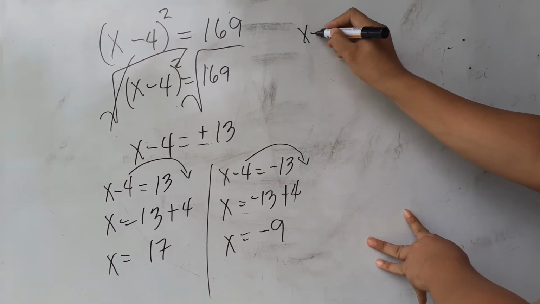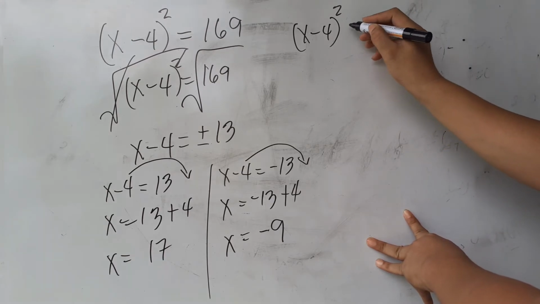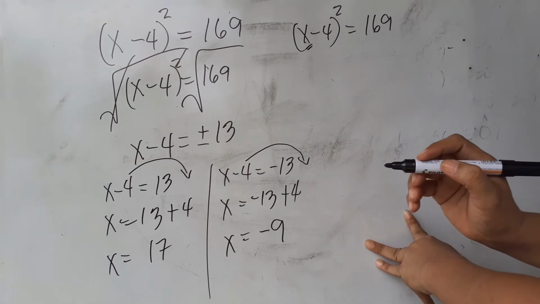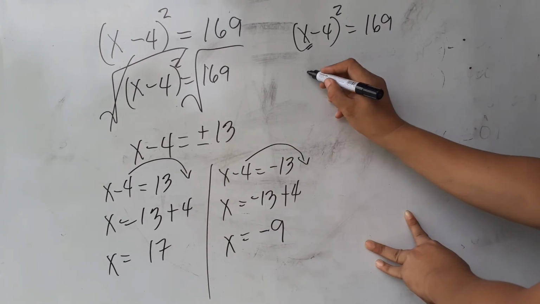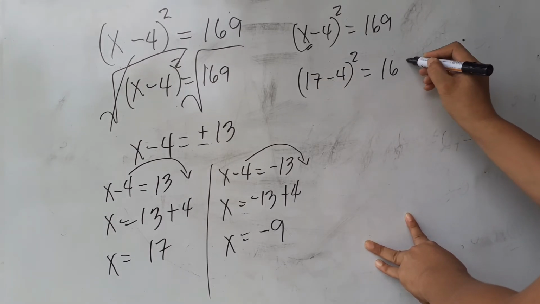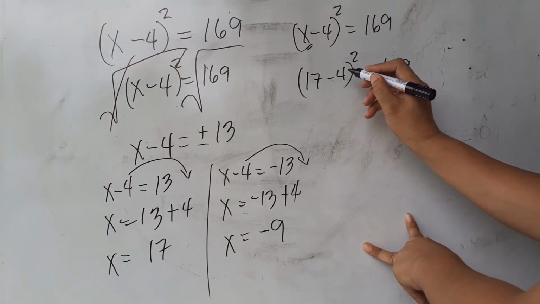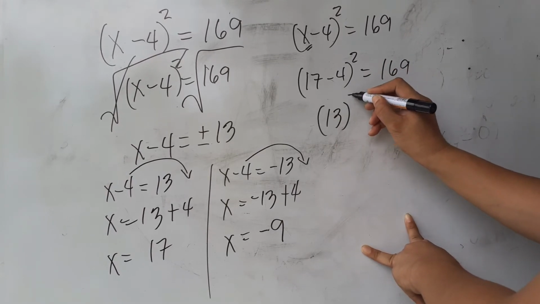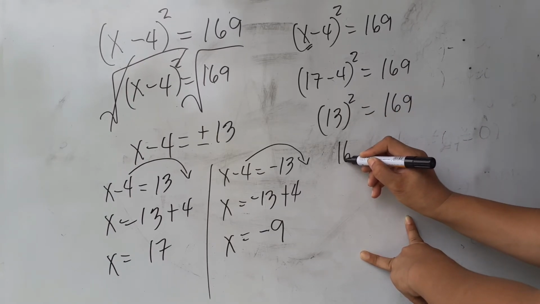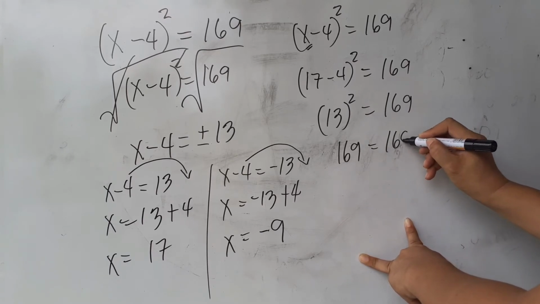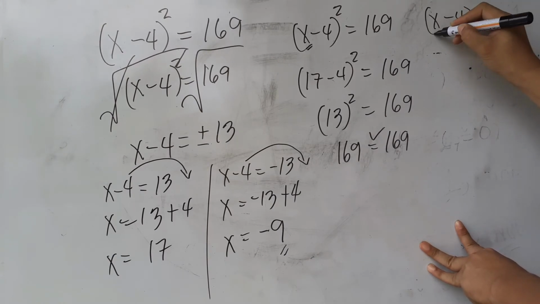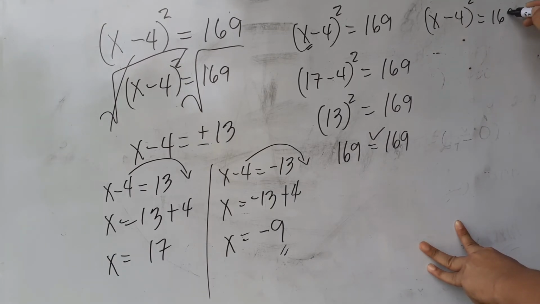So, x minus 4 raised to the second power, it's equal to 169. Then, substitute natin yung value ni x. Ang unang value ni x ay 17. So, 17 minus 4 square is equal to 169. So, 17 minus 4 is 13. Square is equal to 169. Then, 13 multiplied by 13 is 169. It is equal to 169. Correct.